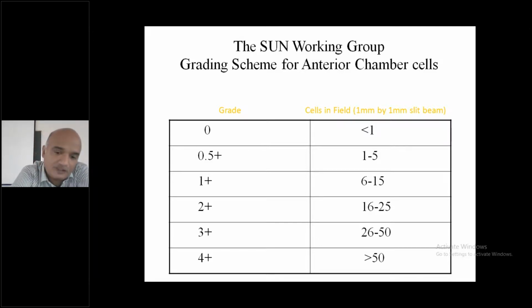If the cells are more than 50, then inflammation is very severe. It is +4 cells. If the haze is too much, then it is +4 grade flare. So AC cells, AC flare, KPs. These are the classic presentations in the anterior chamber and the cornea.